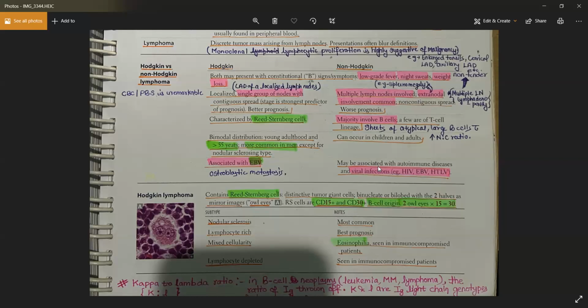And these are associated with HIV, Epstein-Barr virus, or HTLV. These three viruses are very much involved in non-Hodgkin's lymphoma. So whenever you encounter a patient who is having lymphadenopathy in multiple areas of the body, like the inguinal, axillary, and cervical lymph nodes at the same time, along with hepatosplenomegaly and systemic symptoms like fever, fatigue, and weight loss, that means you are dealing with non-Hodgkin's lymphoma. Is that okay?